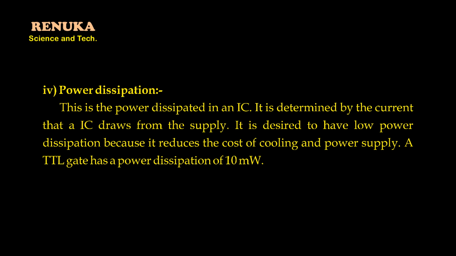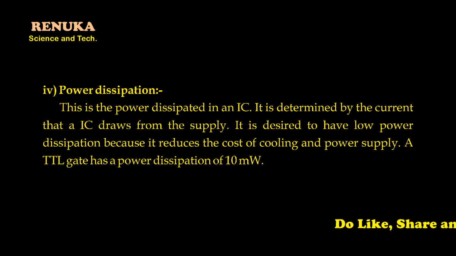Its unit is watt. You might have seen that household bulbs come in categories of various powers. That means 1 watt, 2 watt, 3 watt, 5 watt, and so on. So this much power is utilized by the bulb, and so that much power is dissipated in that bulb. In a similar way, if digital ICs are used, the IC may dissipate power. So this is the power dissipated in the IC.